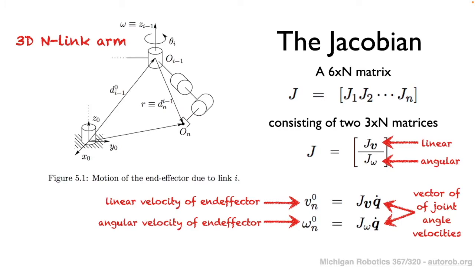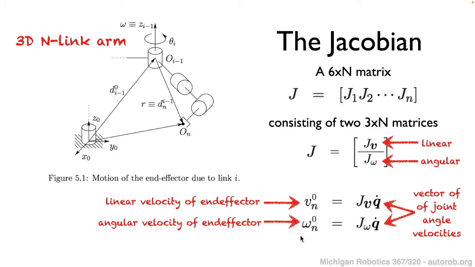So moving in that direction, the first thing that we can observe about the Jacobian is that it relates the velocity of our end effector to the velocity of our joint configuration. In particular, if we multiply the 3x(n) velocity component of our Jacobian by a vector representing the joint angle velocities, we can produce the linear velocity of our end effector. And similarly, if we take the 3x(n) angular component of our Jacobian and multiply it by that vector of joint angle velocities, we can produce the angular velocity of our end effector.